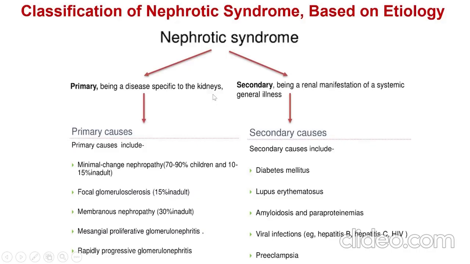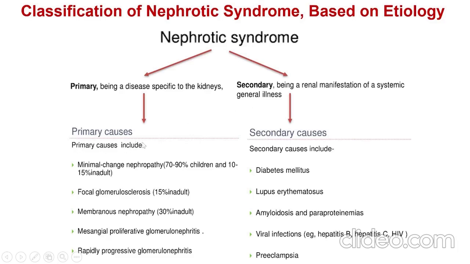Classification of nephrotic syndrome based on etiology. Nephrotic syndrome may be primary and secondary. Primary being a disease specific to the kidney, and secondary being a renal manifestation of a systemic general illness.